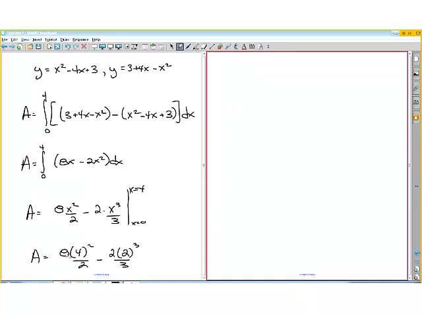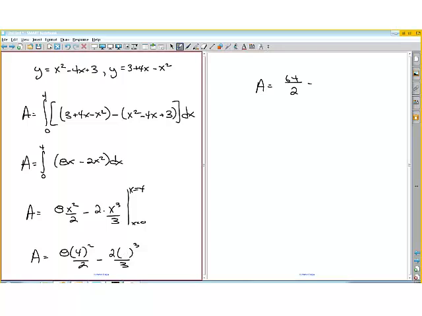So 8 divided by 2 is 4. So this becomes 4. So we have 4 times 4 times 4. And that 4 cubed is, well, 4 squared is 16. So 4 times 16 is 64. So we get 64 halves minus, and then we have, oh, I see, I don't want to put a 2 in there. That's 4.